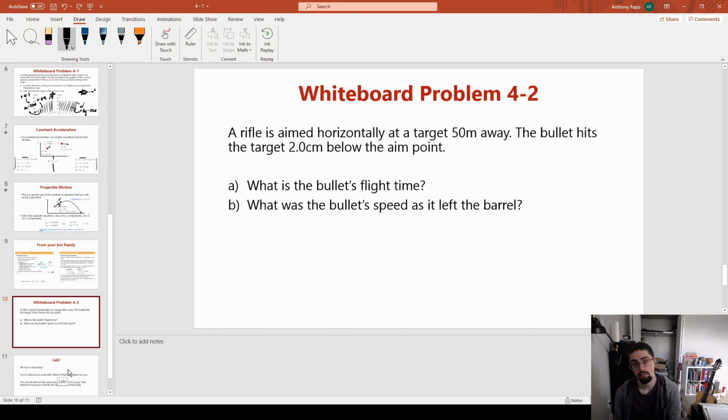Draw a picture. Label all of the variables that you know you have.